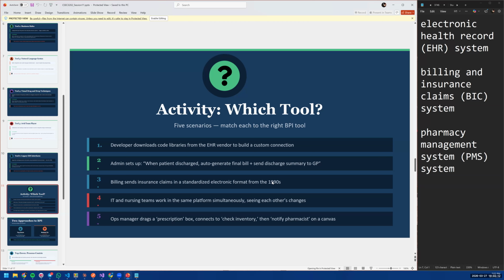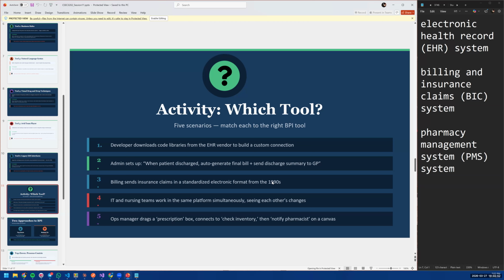Next one, scenario 4, I think. The IT team and the nursing team are both working on the same integration platform at the same time. IT is configuring data flows while the nurses are reviewing the workflow steps. So the IT team is just building out the different workflows, and the nursing team is defining the steps needed to take in these workflows. They're both working on the integration platform at the same time. The IT team is doing their thing and the nurses are doing their thing.